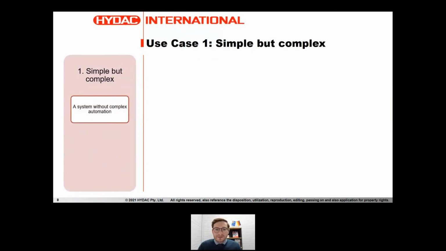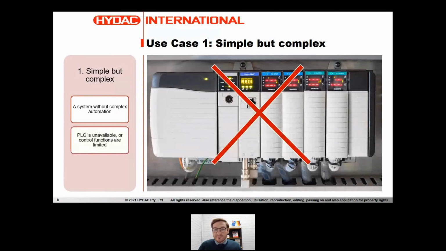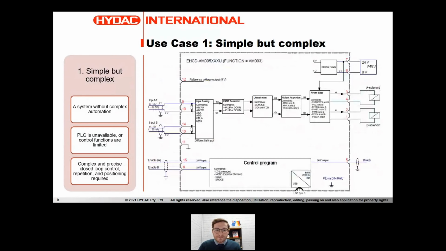So use case one, we'll have a look at the simple but complex scenario. You have a system already and you need to do closed loop control, but you don't really need a lot of automation or sequencing. You may not have the availability of a PLC, or the PLC functions are limited, and again, you need to perform really precise closed loop control. In this scenario, an EHCD module is a really good option. I'll explain why, and I'll go into a lot of depth into how these modules work.